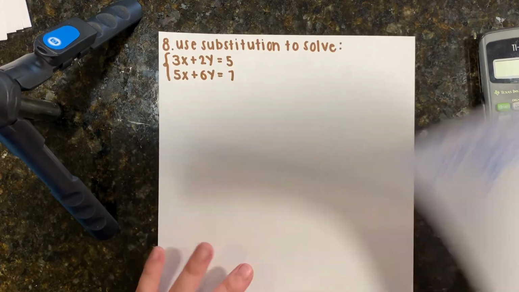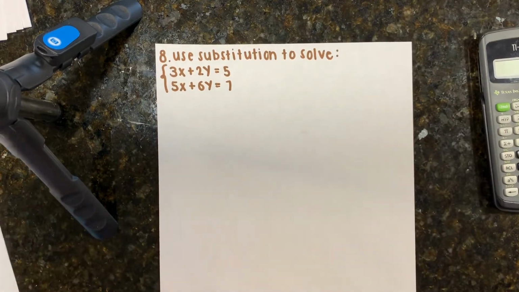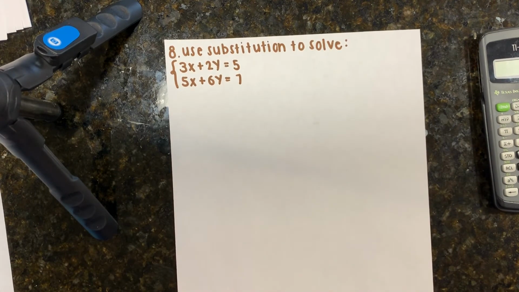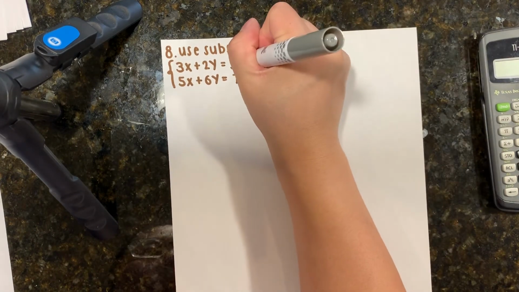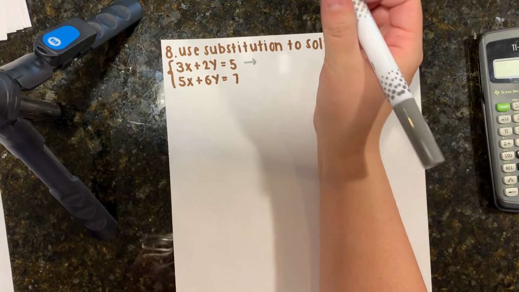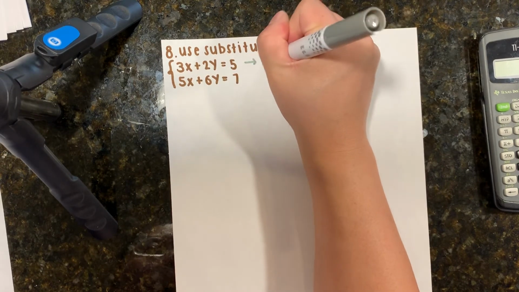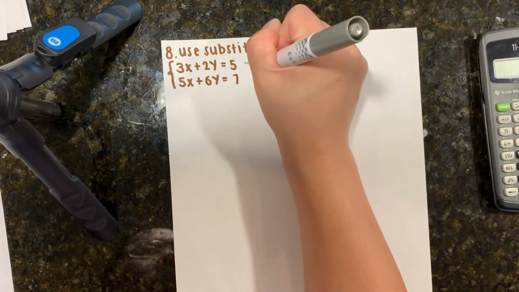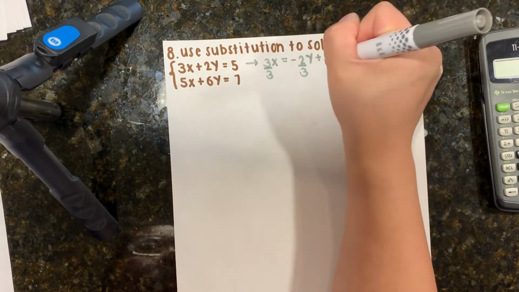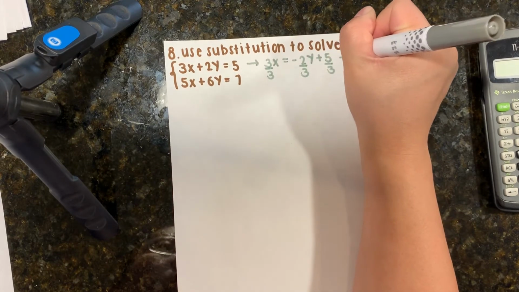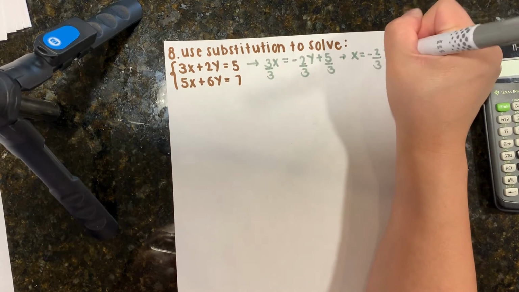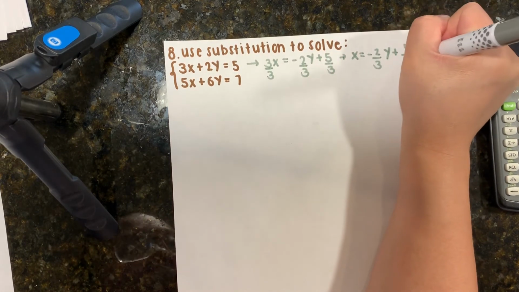Now we're also going to do number 8 together. So remember that we're doing substitution. You need to start by solving for one of the letters and then plugging it in. I'm going to choose to solve this top equation for x. So that would be 3x equals -2y plus 5, divided all by 3, which would give us x is equal to -2/3 y plus 5/3.